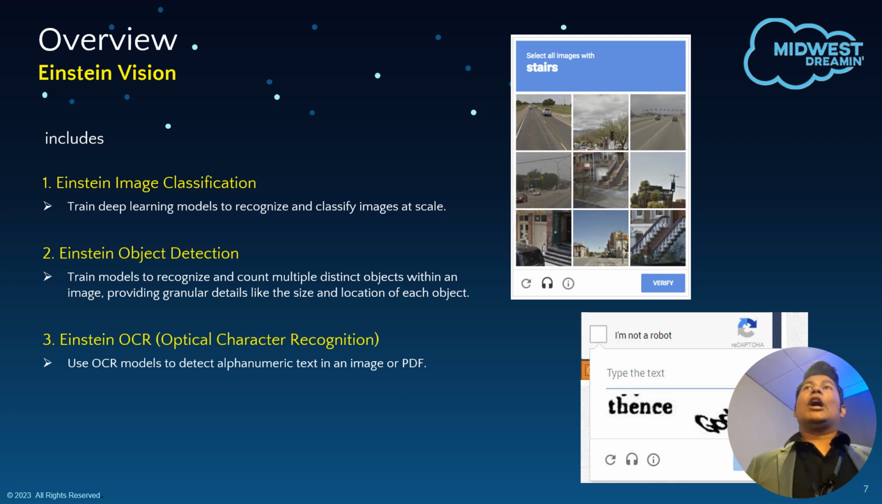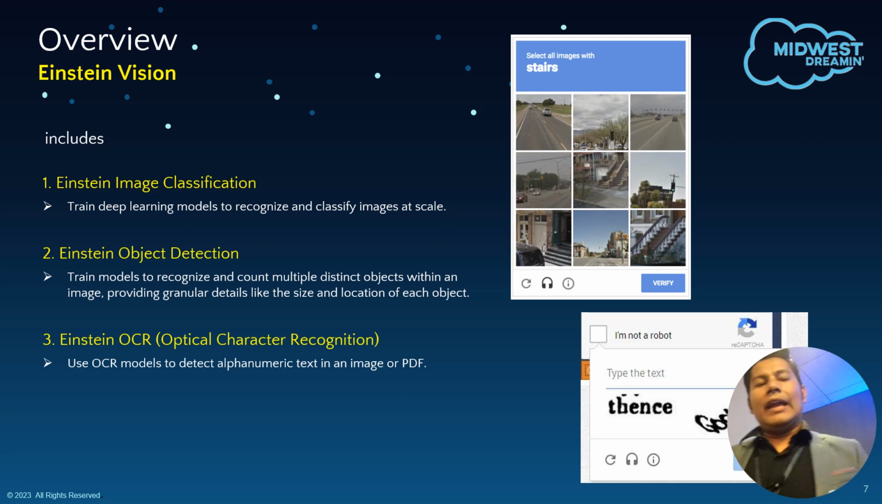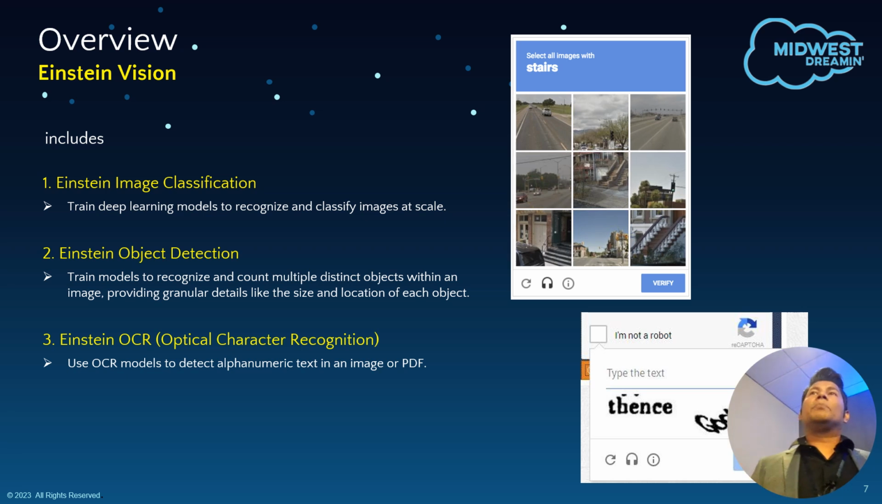The second part is object detection. One example is the Google Captcha, where you are provided with 9 different images and you have to identify a particular object in them. You might have to identify a bridge, a car, and so on. That portion of the service is handled by Einstein object detection. And the last part is OCR, Optical Character Recognition, which helps you extract text from PDFs and images.